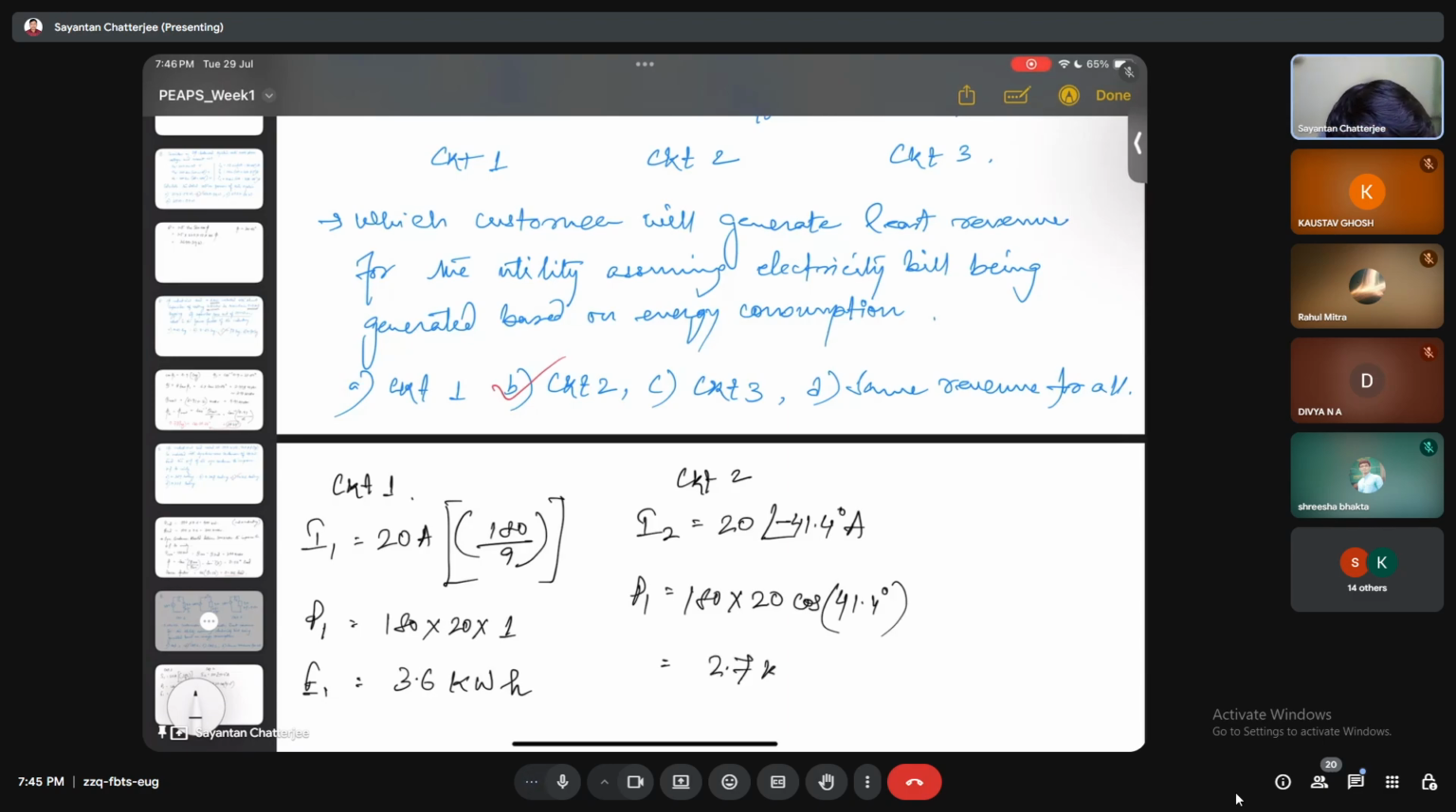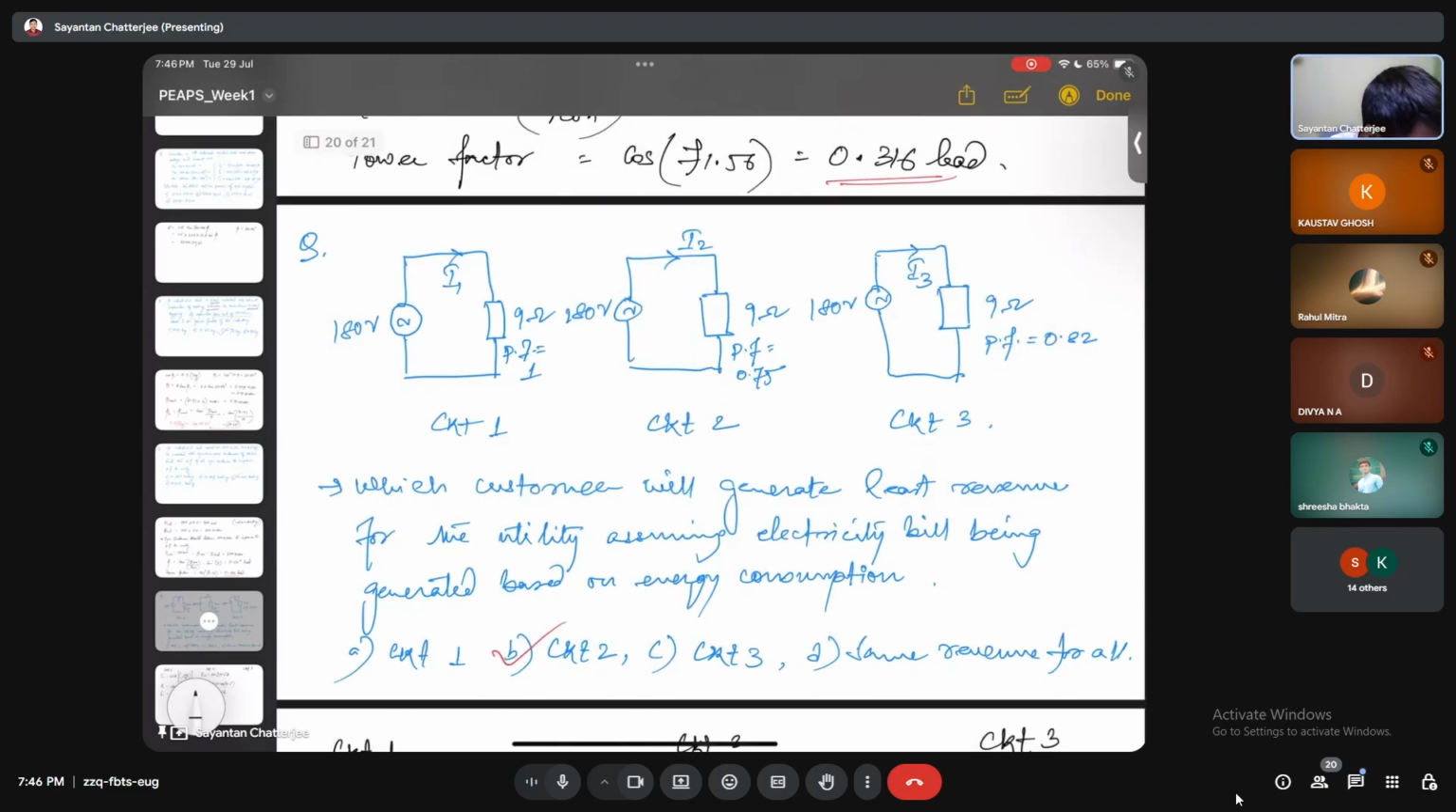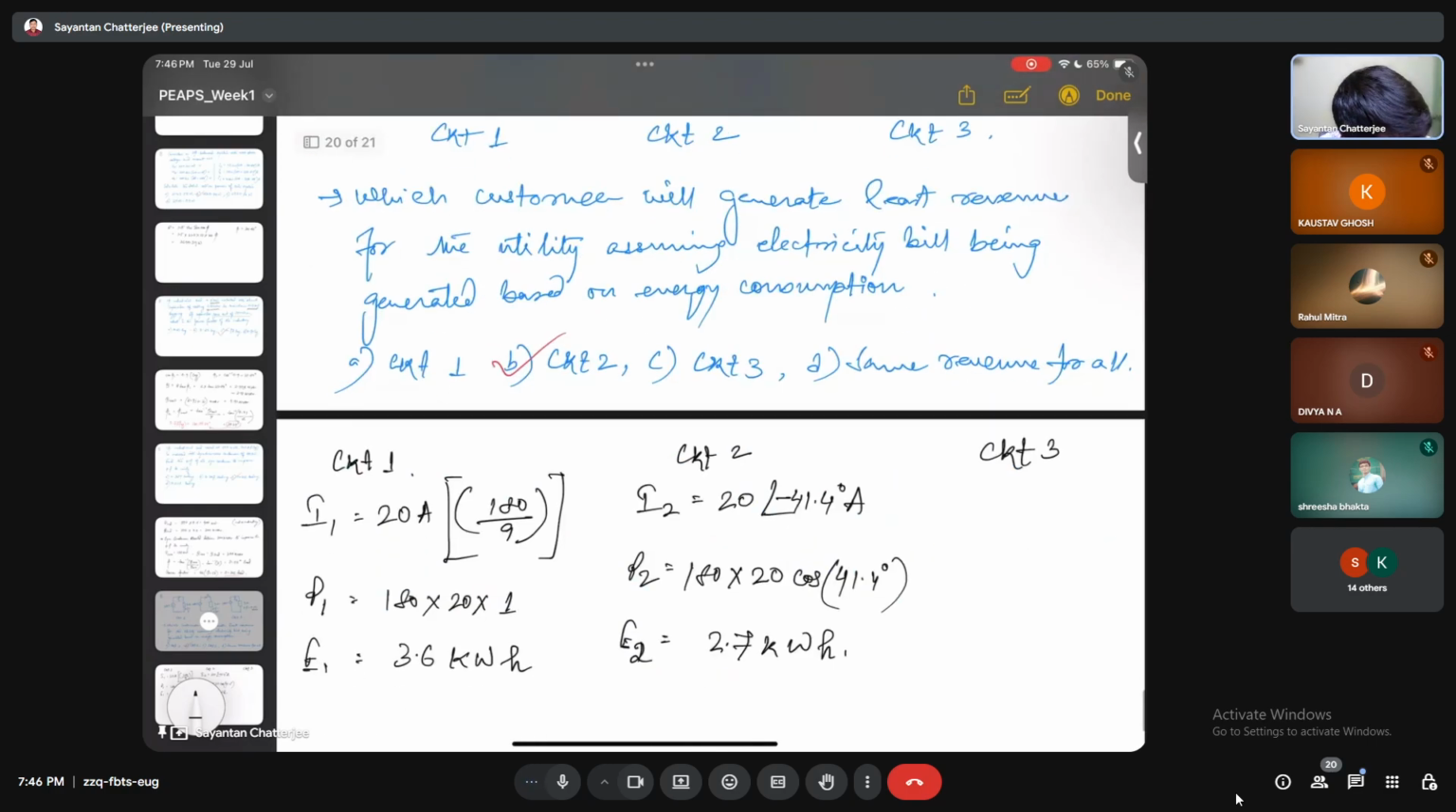2.7 kilowatt, or for energy we may say energy 2 is kilowatt hour. Okay, and for circuit 3 it will be kind of similar only, because the power factor is 82.82. I3 magnitude will be 20, but the angle will be something.